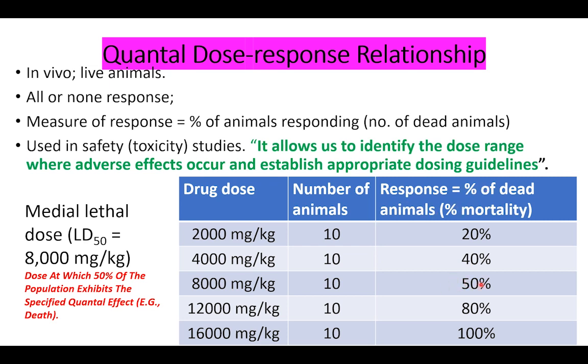And at this concentration, which is 8,000 milligrams per kilogram, we are having 50% of the population succumbing to death. And this concentration will be called the median lethal dose, LD50, which is the dose at which 50% of the population exhibits the specified effect. And in this case, what we are looking at is death.